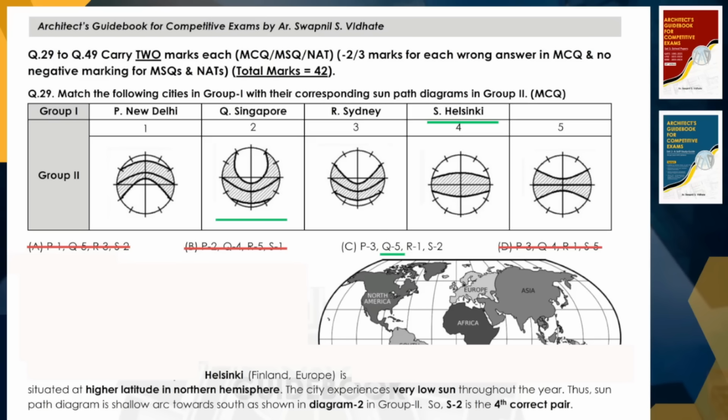The remaining one, the Helsinki, this is in Finland, Europe. So it is situated at the higher altitude. So Helsinki, the location is somewhere here. So it is situated at a higher altitude in northern hemisphere. That city experiences very low sun throughout the year. So the sun path diagram is shallow arc towards south as shown in diagram 2. So this diagram is correct. It correctly shows the sun path diagram of Helsinki. So the last pair which is there in option C is also the correct one. So option C for this particular question was the correct answer.